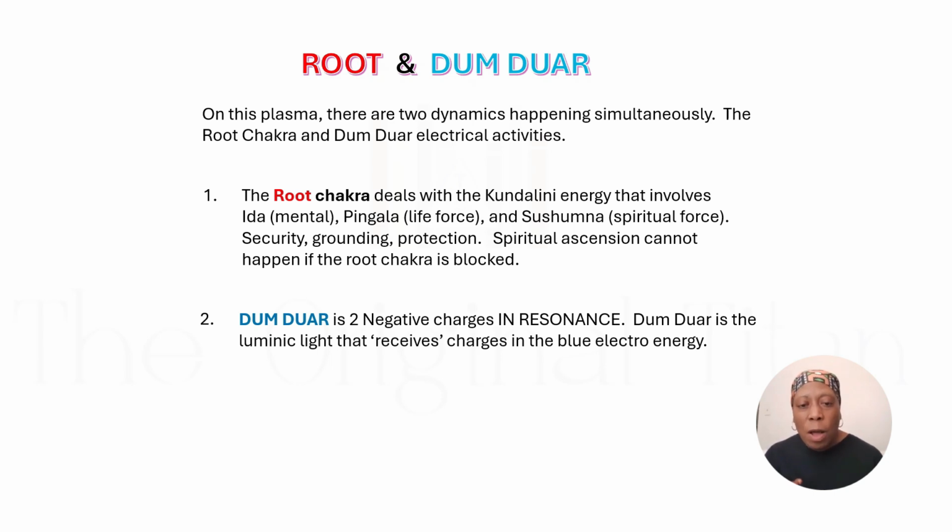Now, when we talk about Dam Dwar, which is the electrical part of this plasma, we're talking two negative charges, two flowing charges, two receiving charges. All of that means negative and resonance. They're not fighting each other. They're not going opposite directions. They're in resonance. So Dam Dwar is the luminic light that receives.